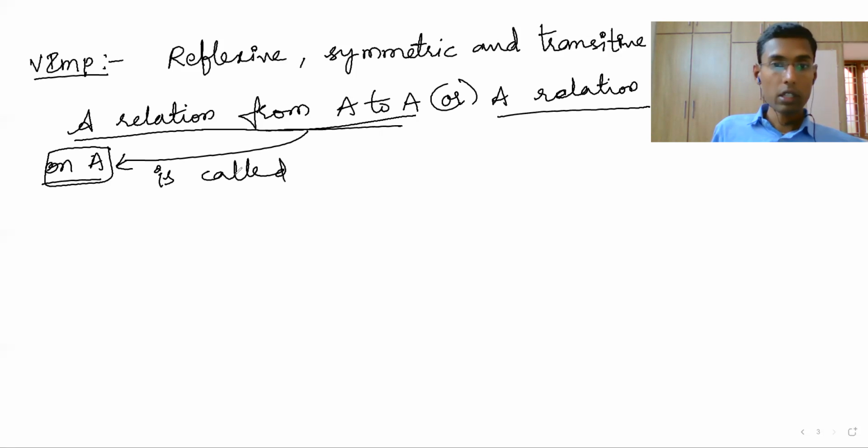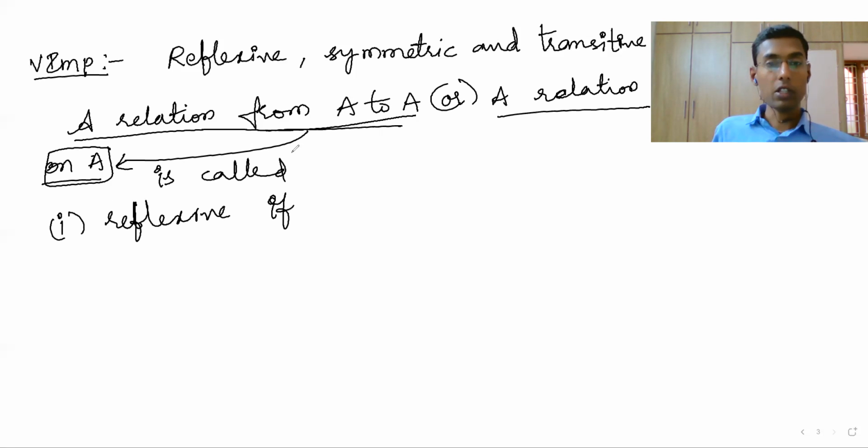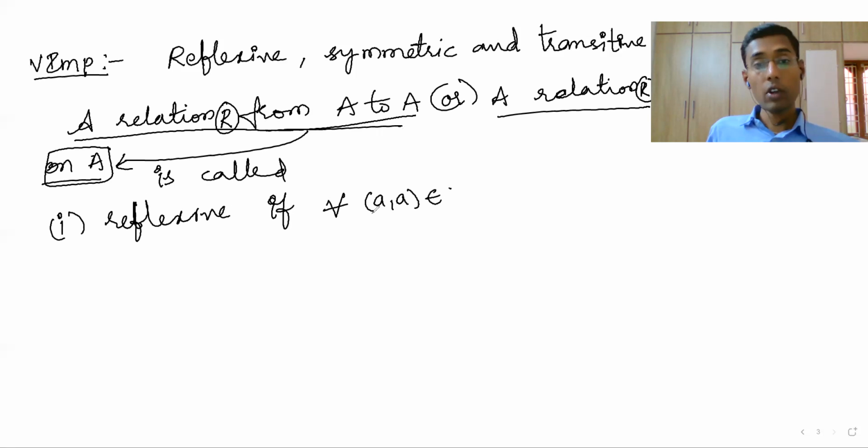A relation on A is called, number one, reflexive if, on condition, for every A, comma A belongs to the relation. This relation we will write as R. A relation R on A is called reflexive if for every A belongs to A, comma A belongs to R.